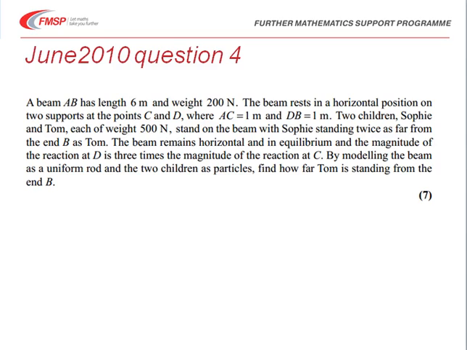The beam remains horizontal and in equilibrium, and the magnitude of the reaction at D is 3 times the magnitude of the reaction at C. By modelling the beam as a uniform rod and the two children as particles, we need to find how far Tom is standing from the end B.